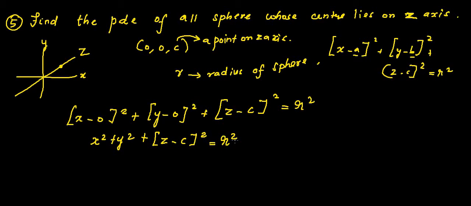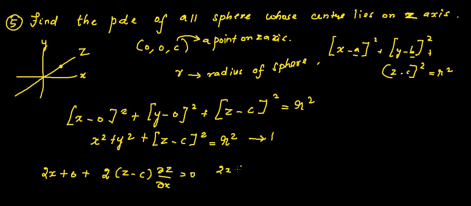Now partially differentiating with respect to x, we get this equation as 1, we get 2x + 0 + 2(z - c) ∂z/∂x = 0. So this can be written as 2x + 2(z - c)p = 0.